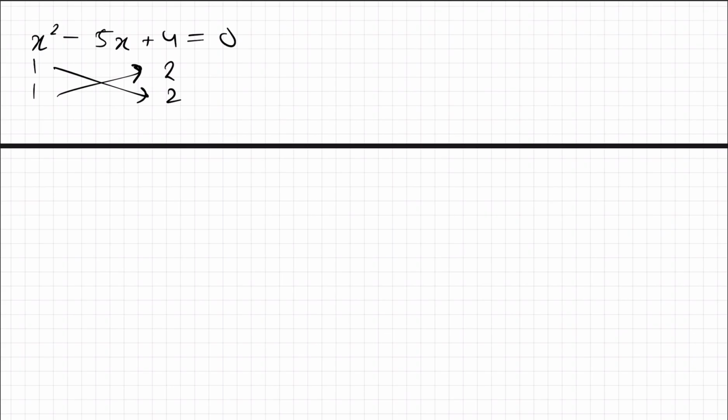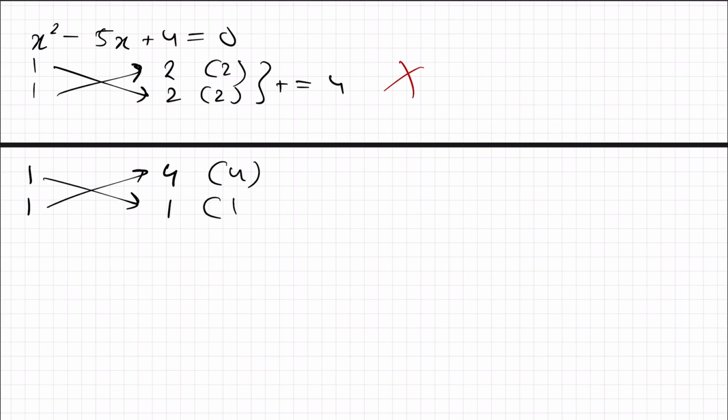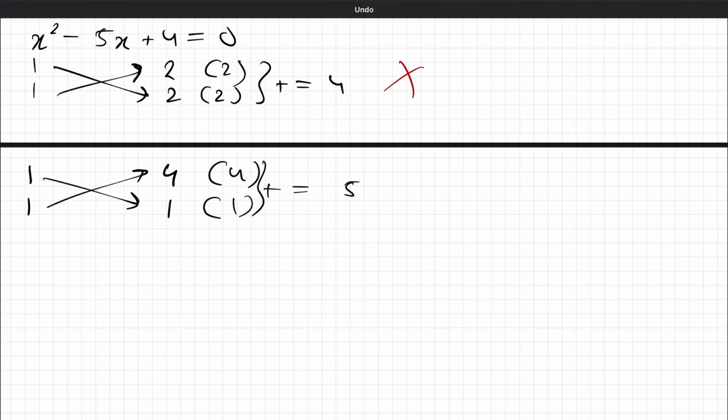However, you'll notice when we cross these, the sum of these is going to be 4. So this is invalid. Let's try another cross: 1, 1, 4 and 1. You'll see the sum of these is equal to 5, which isn't minus 5. We need to remember the sign. So this is also invalid.